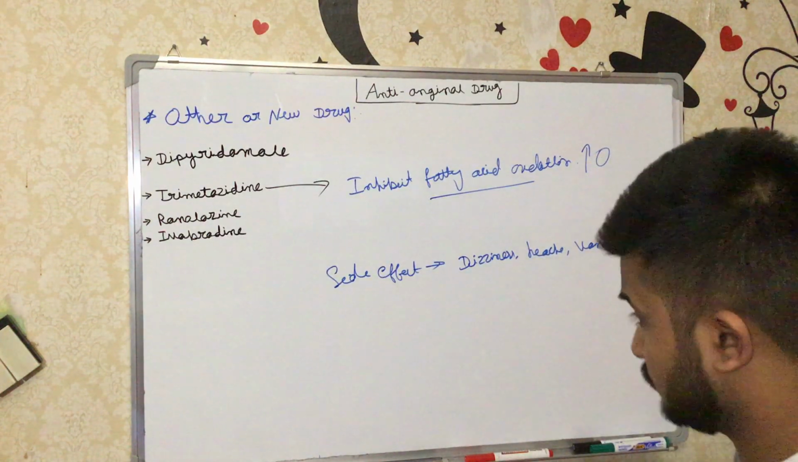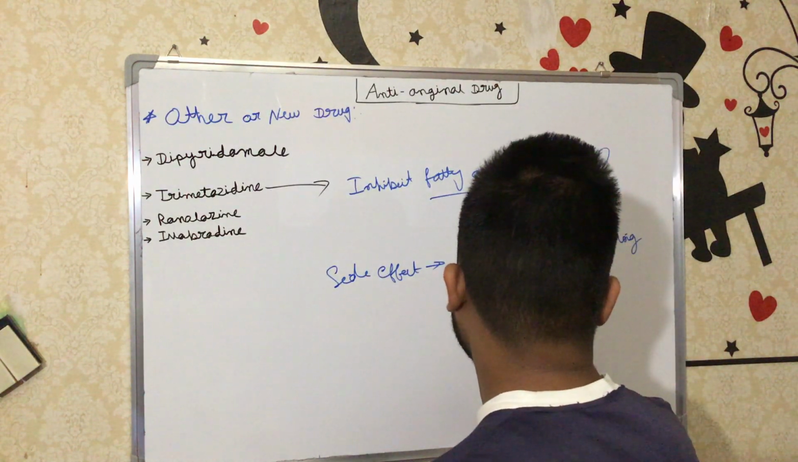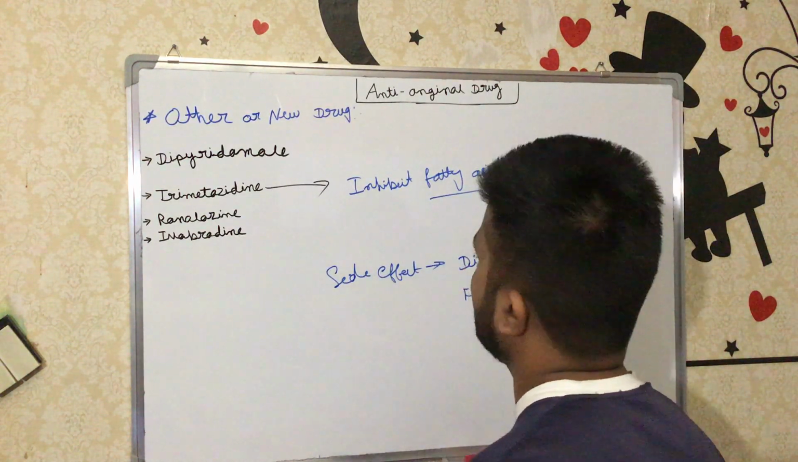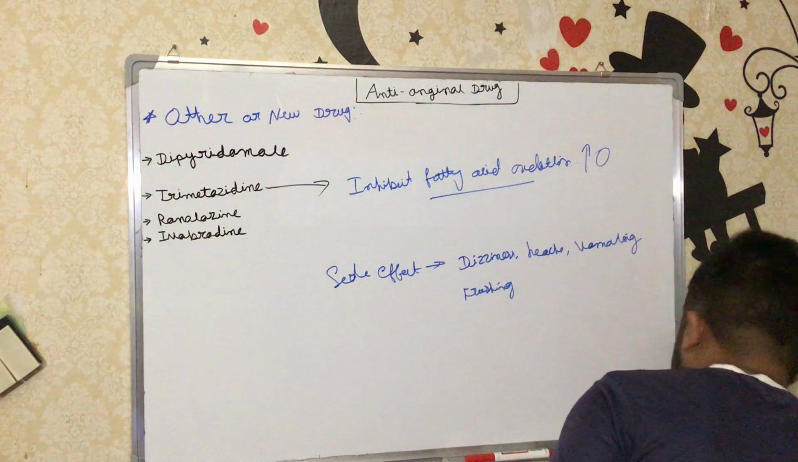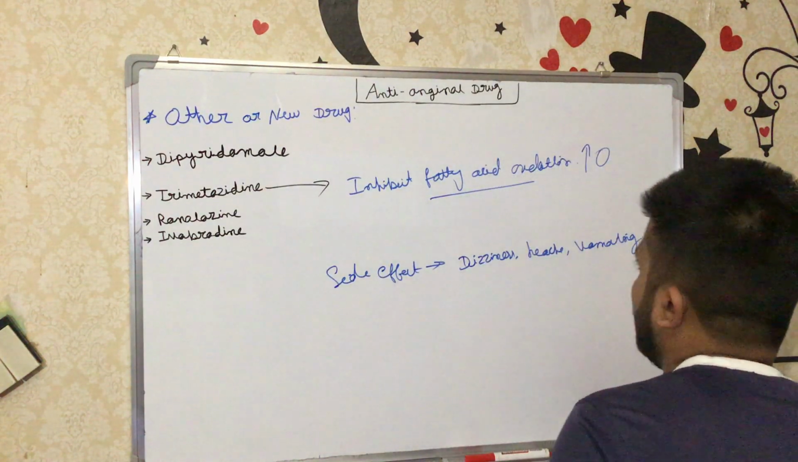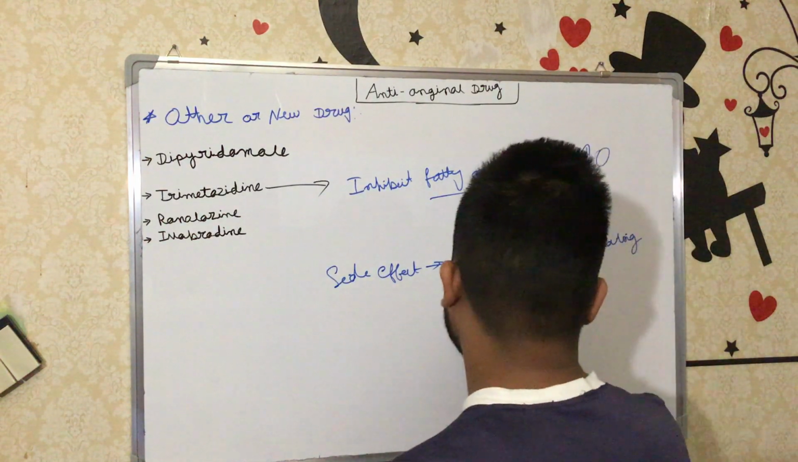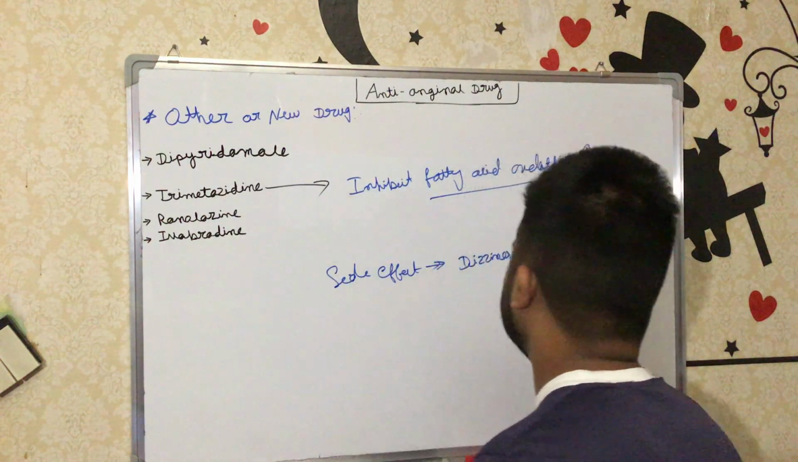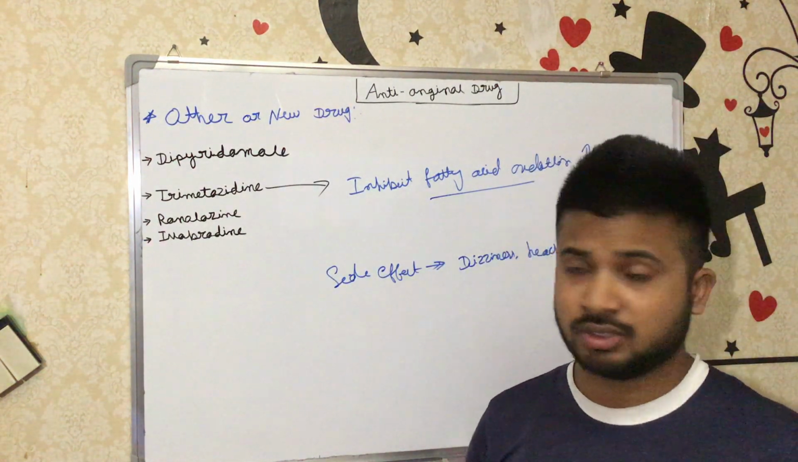And also sometimes flushing, because it's inhibiting the fatty acid oxidation. But flushing is not there because it's not dilating the artery. And some authors say that by using this drug, Parkinson's disease can be reversed.